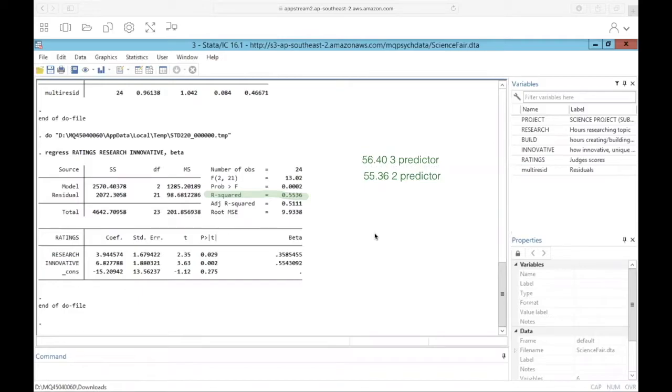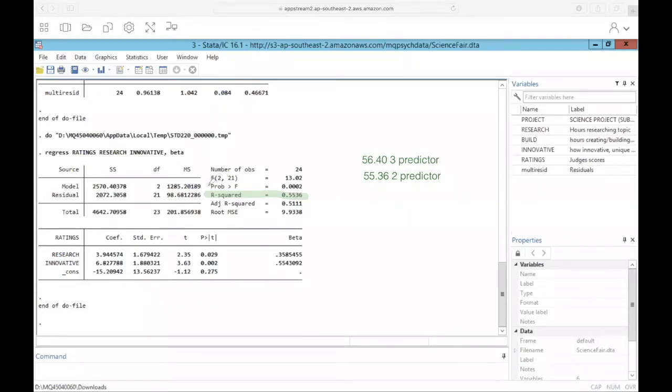Now, of course, when you remove variables, your R squared will be a little bit smaller, but you want to consider the magnitude of change of R squared. In this case, we've only lost about 1% of the variability that we can account for by removing hours spent building. That means hours spent building really wasn't predicting unique variability in judges' ratings. In fact, it was only accounting for about 1% of unique variability in judge ratings. So, right off the bat, it looks like by removing build, we haven't lost very much, if any, predictive power.